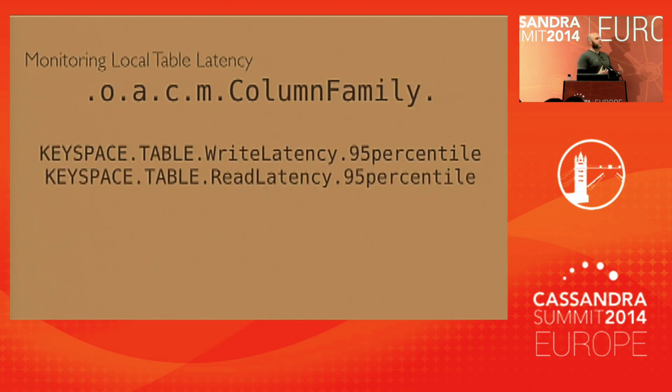And we also have the local latency. The OACM column family, this gives you what happens when the write or the read thread takes the message off the queue and starts running it. So the difference between these two is normally pretty small. And that difference is network latency internally and queuing and things like that.